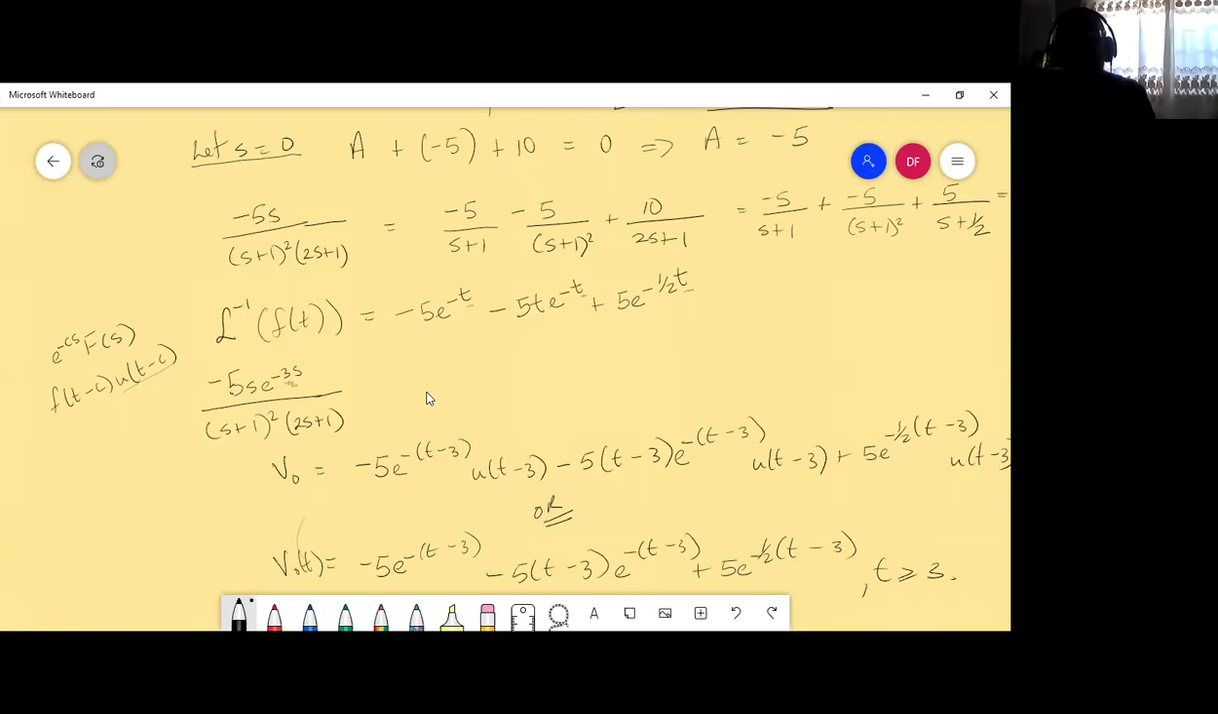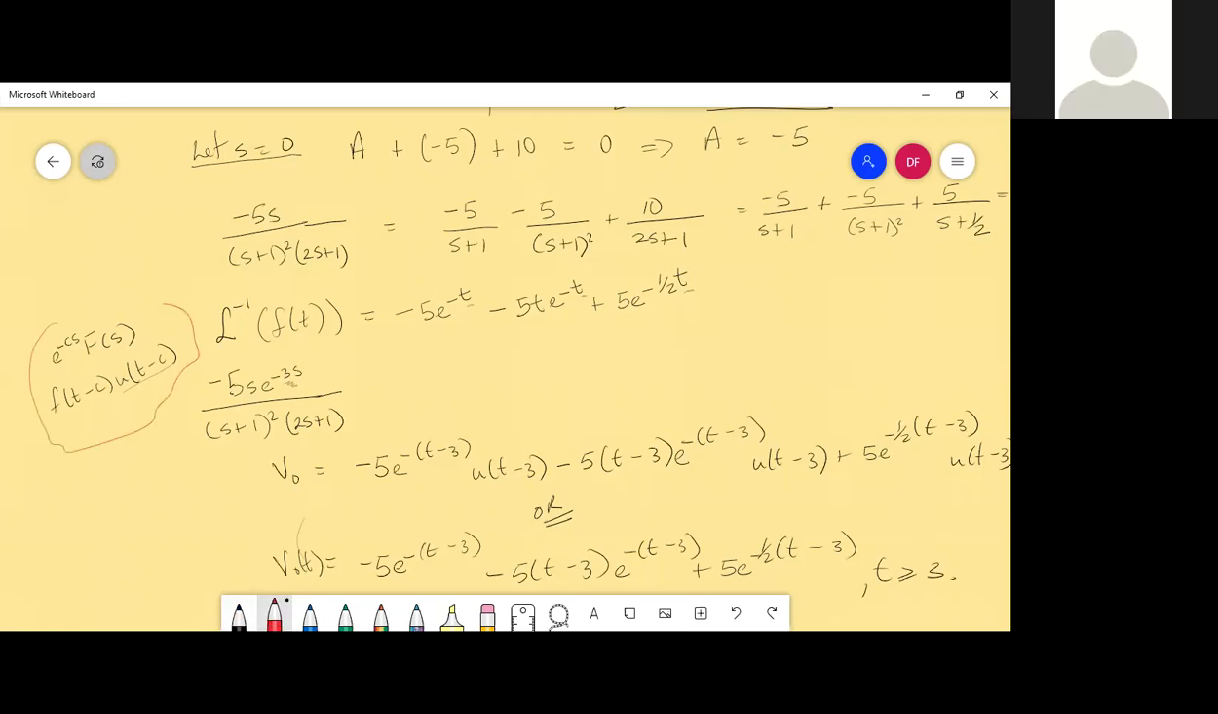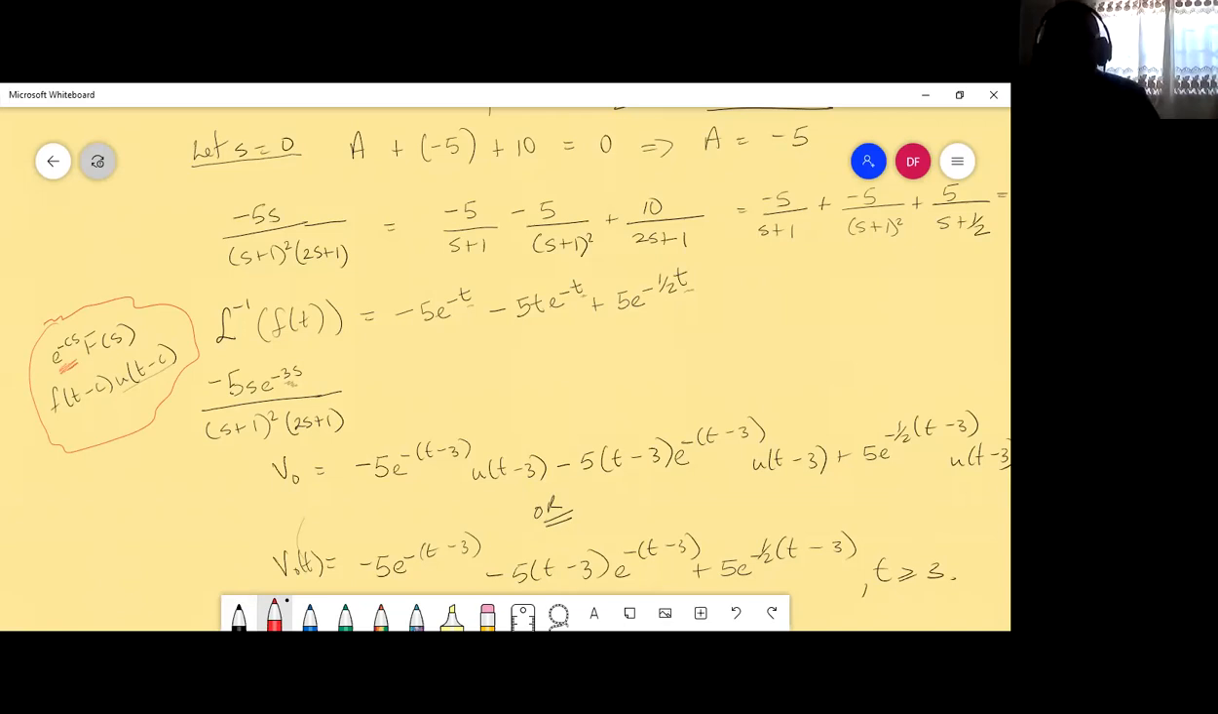So I don't have to put the u of t minus 3 for all of them. I can just write it like that. So I would use this when we finish, if we have an e to the minus cs, then we just perform the shift on everything in our final answer. All right, make sense?